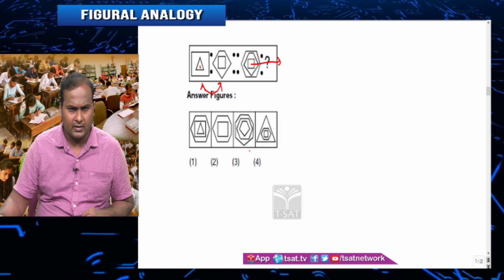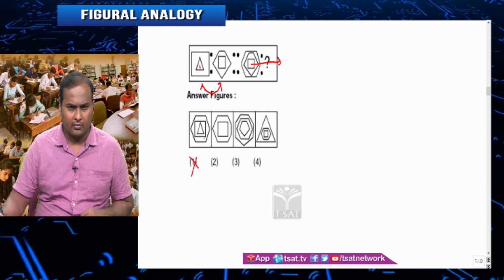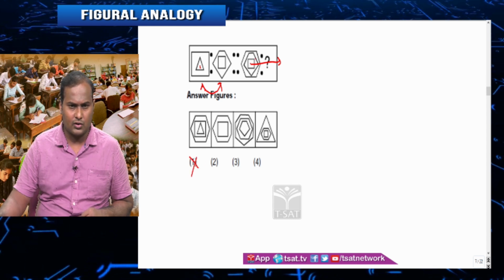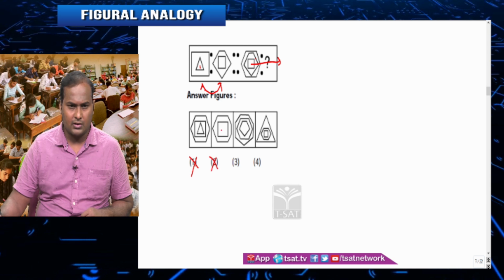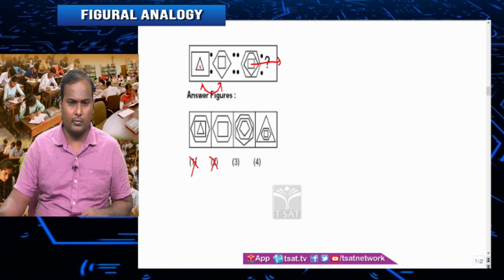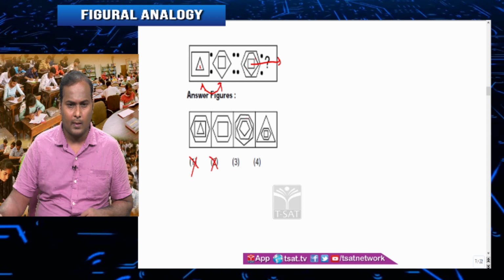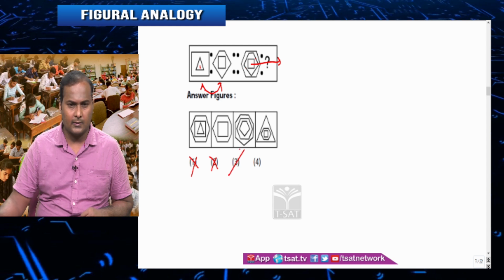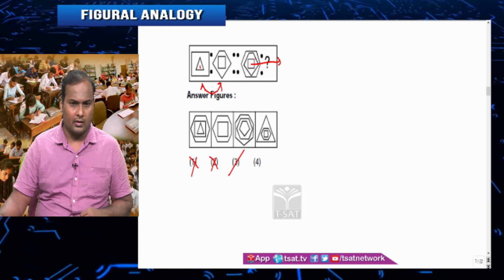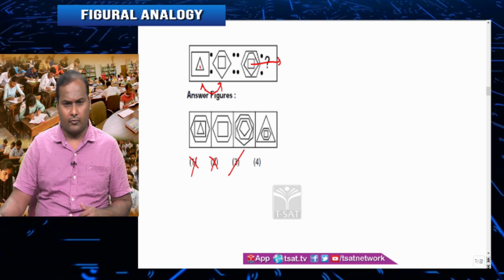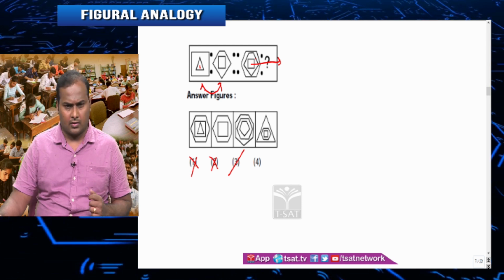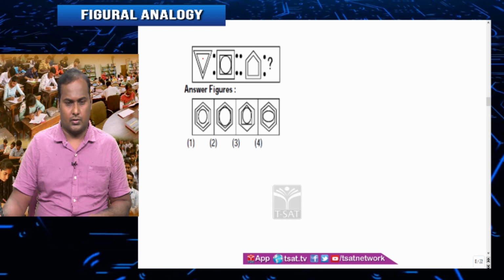The moment I see this, option 1 cannot be your answer because a triangle itself, here you are having a square. Option 2, here also square, not possible because we have to increase by 1. So your answer is option 3, everything is increasing from pentagon, hexagon and heptagon. Now look at this question.